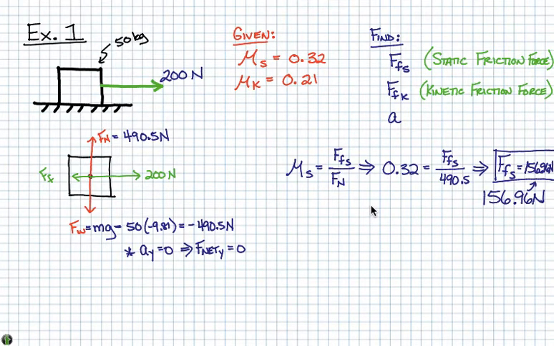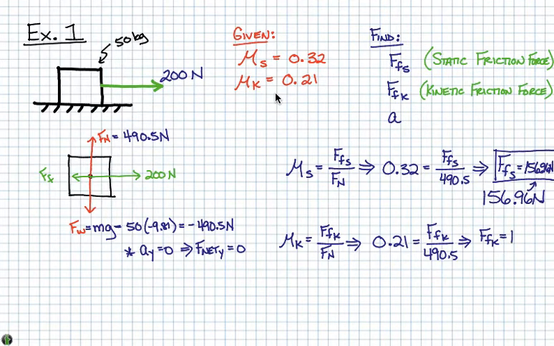Well, hopefully you're seeing now that we do the same setup. However, we use the kinetic coefficient of friction, which in this case is 0.21, and it's equal to the kinetic friction force divided by the normal force. So if we use our other coefficient, 0.21, and set it equal to our kinetic frictional force divided by our normal force, we should be able to find that the force of friction once this object is actually moving is 103 newtons.